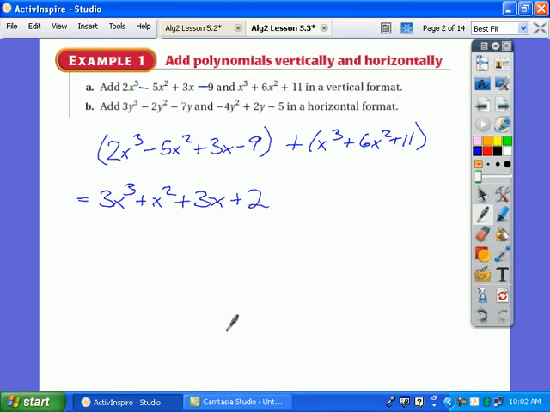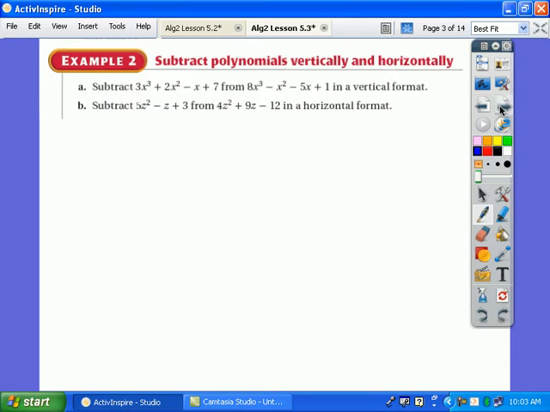Okay, we're done. So two things to keep in mind. Number one, when we add or subtract, we're looking to add like terms. And number two, we need to make sure we have this in the right order. We're supposed to have this in descending order. So x cubed, x squared, x, and then the constant. Nice and easy, I hope. All right, so now we can go on and do subtraction.